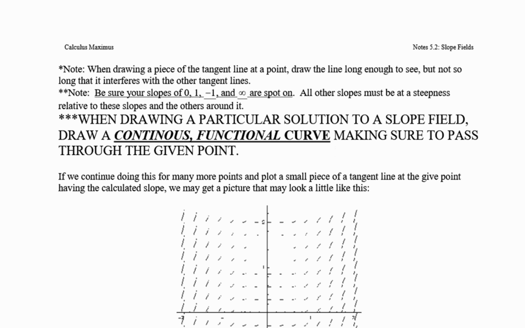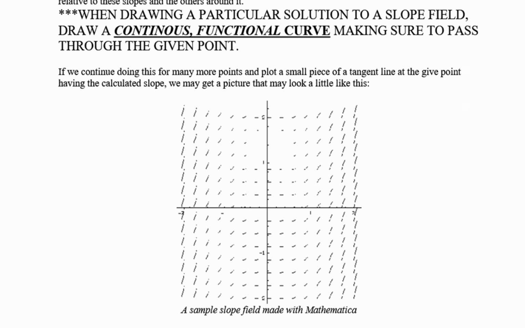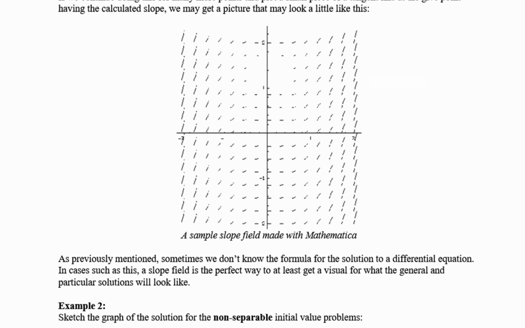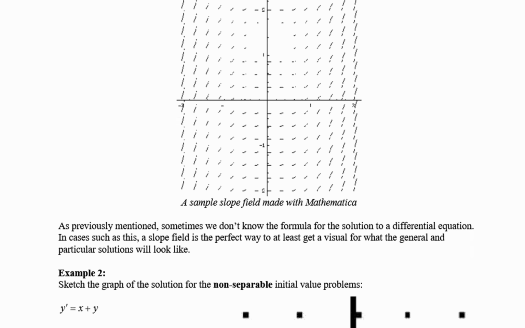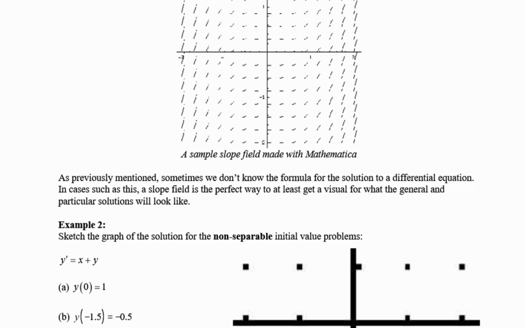As I noted, you want to be really sure of your slopes of 0, 1, negative 1, and any infinite slopes. Everything else is just relative. If you're drawing a particular solution, you have to pass through whatever point they give you, and then it needs to be continuous and be a function. If we made even more points for our last graph, it could look something like this. You can use your calculator or computer software to build these slope fields for you because they can be a bit repetitive.